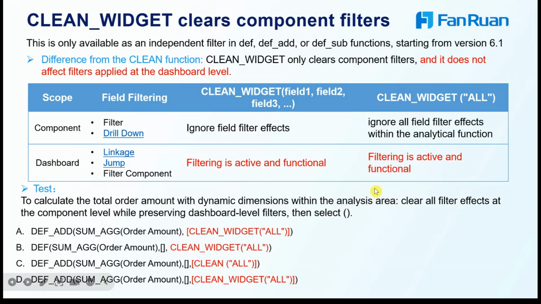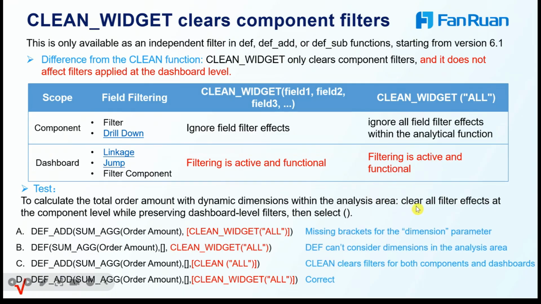Think about it. Option A has an issue. It's missing the square brackets for the dimension parameter. Even if the dimension is omitted, the brackets are still required. Otherwise, entering this formula directly into BI will result in an error. Option B has a problem. Since we need to add dynamic dimensions from the analysis area, we should use def add, not def. Option C is incorrect, because we need to preserve dashboard filters. So we should use clean widget, not clean. Therefore, the correct choice is option D.